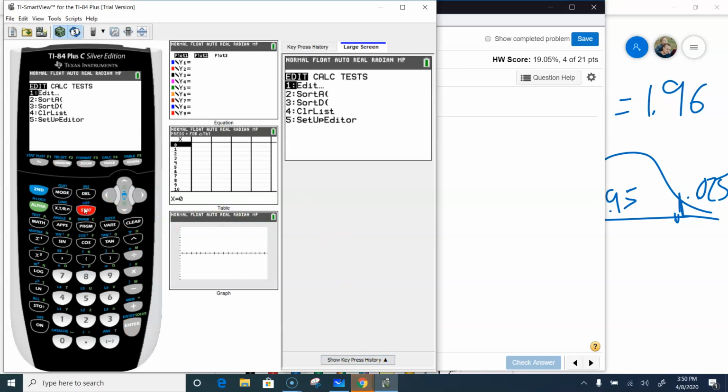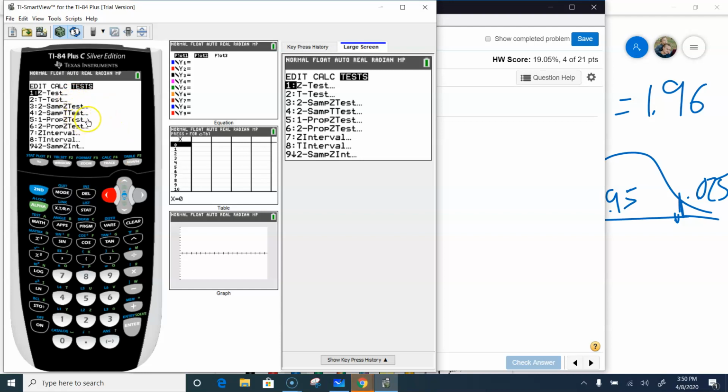This is under stat, and we go to tests, and it's all intervals this week. So we have the Z interval, which is going to be the first one that we work with. When we don't know the population standard deviation, we do the T interval. And then for proportions, it's a one proportion Z interval. Okay, so I want just the Z interval.